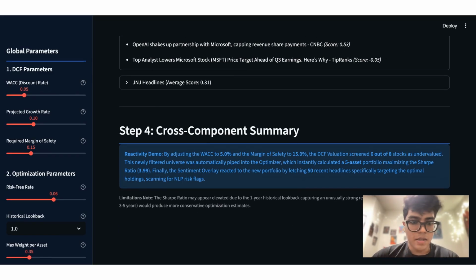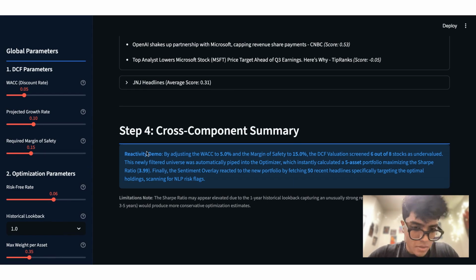This is our cross-component summary, and we can also see essentially what our app has done for us. By adjusting the discount rate to 5% and the margin of safety to 15%, the DCF valuation screen found 6 out of 8 stocks undervalued. This newly filtered universe was automatically piped into the optimizer, which instantly calculated a 5-asset portfolio, maximizing the Sharpe ratio to 3.99. Finally, the sentiment overlay reacted to the new portfolio by fetching 50 recent headlines, specifically targeting the optimal holding, scanning for NLP risk flags. This text is generated dynamically. It reflects the actual parameter values and results from this run.